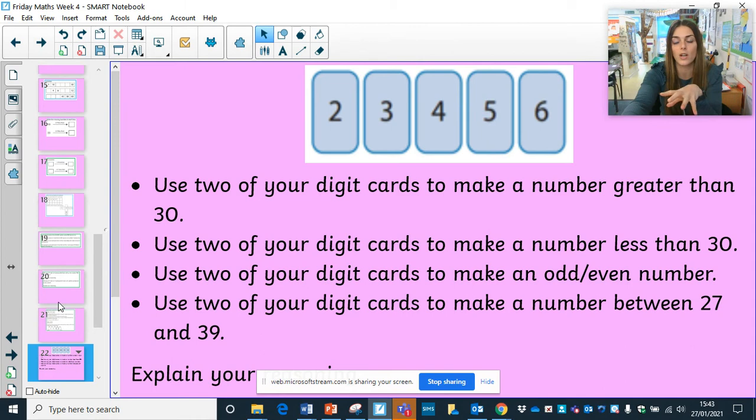So use 2 of your digit cards to make a number greater than 30. Use 2 of the digit cards to make a number less than 30. Use your digit cards to make an odd or even number or both, and use 2 of your digit cards to make a number between 27 and 39. Now, all of these bullet points, you might have more than one answer for, so you can try and give as many possibilities. Okay.